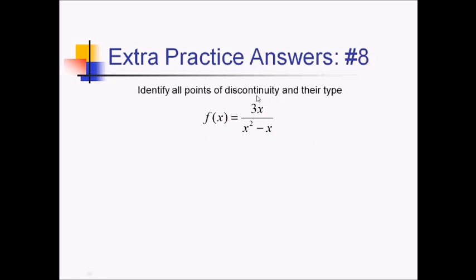To find points and types of discontinuities on this problem, let's take note of what type of function we're dealing with. This is a rational function, which means that holes and asymptotes are the two we're likely to encounter here. Let's factor the denominator. We've got an x that we can pull out, leaving us with x minus 1 inside. And I see that these x's are going to cancel out, so that would give me a removable discontinuity at x equals 0. And then this x minus 1 is not going to go away, so we have an infinite discontinuity at x equals 1.